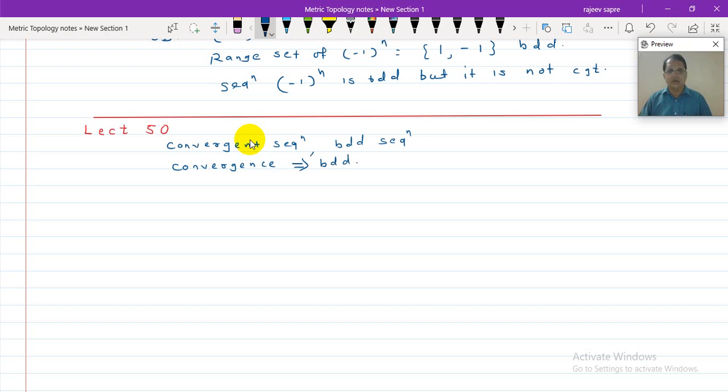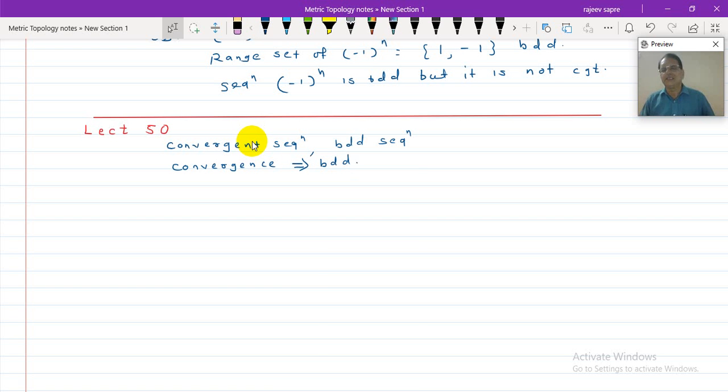Okay. Now in this lecture, I will be introducing another idea called subsequence, and then it is very obvious that whenever a sequence is convergent, a subsequence is also convergent, and it converges to the same limit to which the main sequence converges, right? So what is a subsequence first?